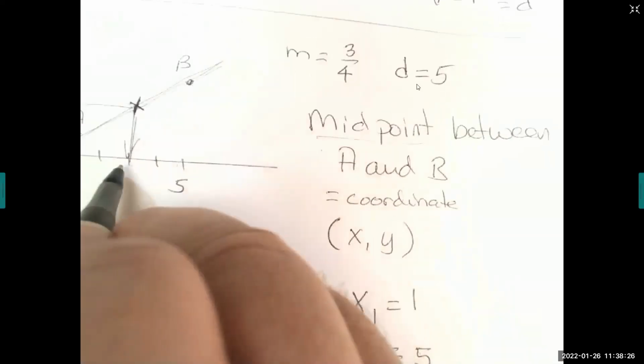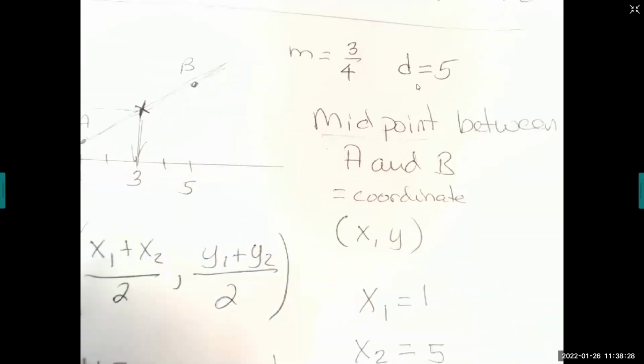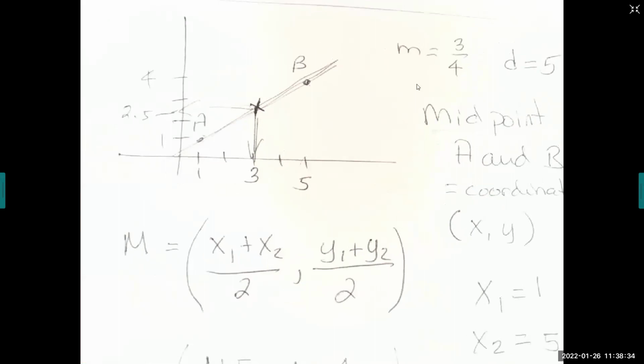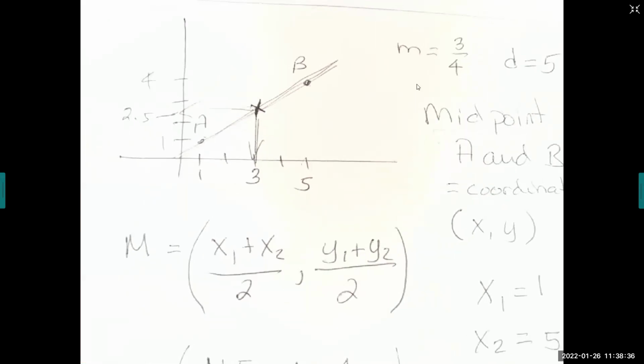And sure enough, on the x-axis, it's 3. On the y-axis, it's 2.5. So the midpoint is simply the average, the horizontal average and the vertical average. Any questions so far? We've discussed distances, slopes, midpoints. Let's go ahead and jump in now to find the equation of a line.